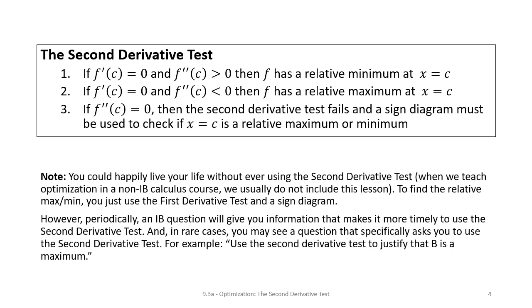I'd just like to make a note, you could happily live your life without ever using the second derivative test. For example, when we teach optimization in a non-IB calculus course, we usually don't include this lesson. To find the relative max or min, you can just use the first derivative test and a sign diagram. However, periodically, an IB question will give you information that makes it more timely to use the second derivative test. And in rare cases, you may see a question that specifically asks you to use the second derivative test. For example, use the second derivative test to justify that b is a maximum.